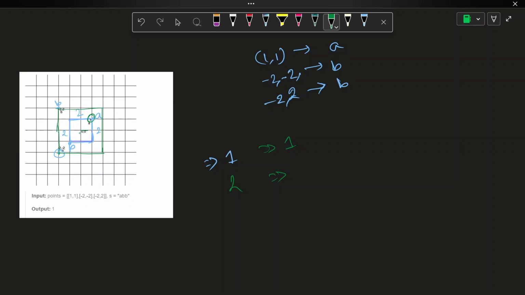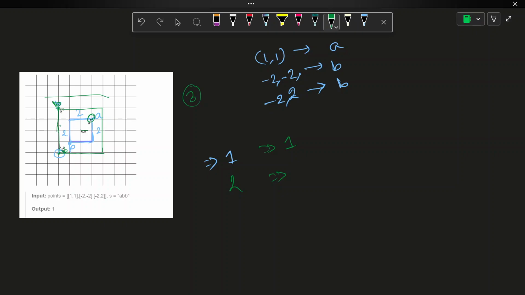So here, how many points can I consider inside the square? This point is already inside the square, this also, and this also, so 3. But is any tag repeated in this case? Yes, b is repeating. Here the tag is b, here also it's b. So we can't take this, right? And we also can't increase the side length, because if I increase the side length, then obviously this tag will always be repeated, right?